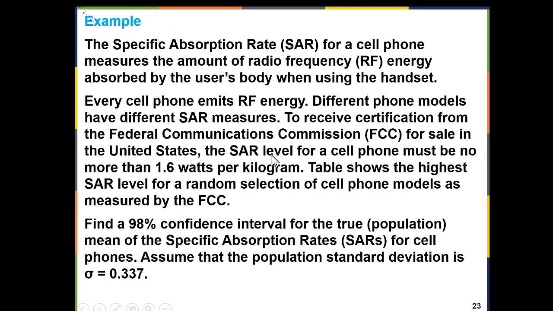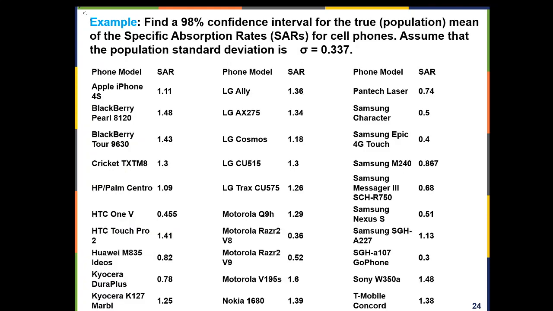Now, this one I let you do yourself. We're going to do another one that has raw data. But this one has raw data. We are given raw data. We are not given the statistic. So it says find a 98% confidence interval for the true population mean of specific absorption rates for cell phones, and we are given the data here.